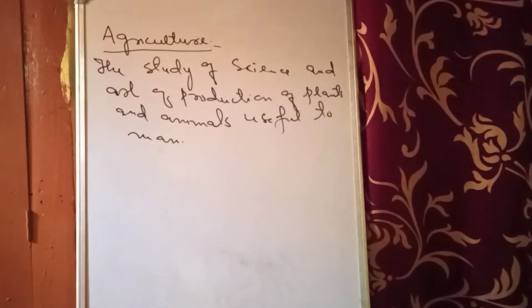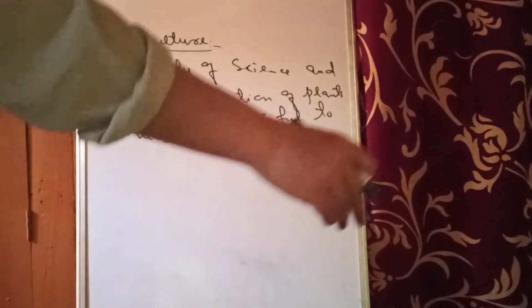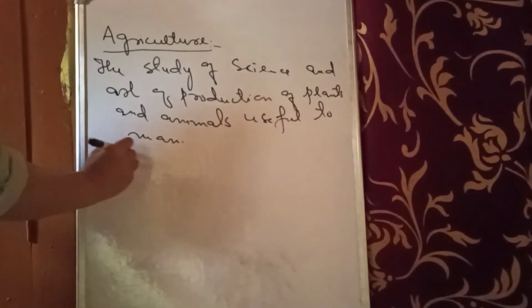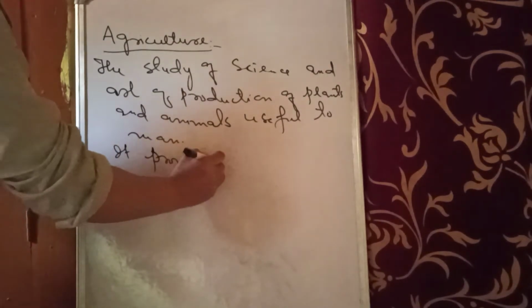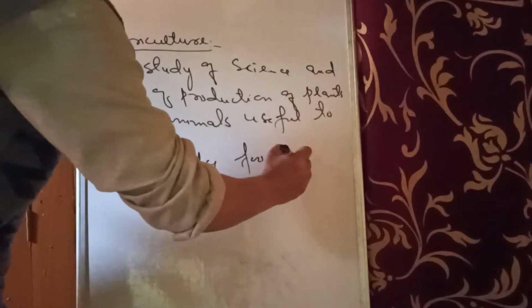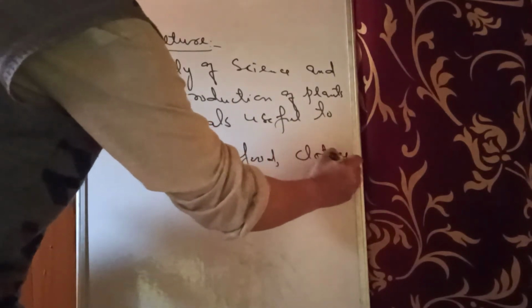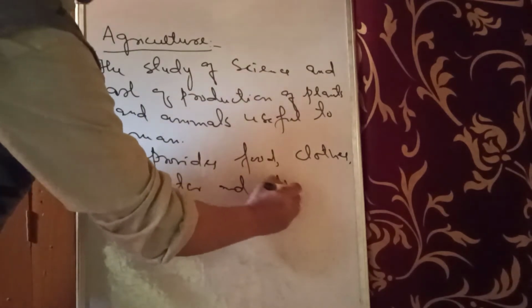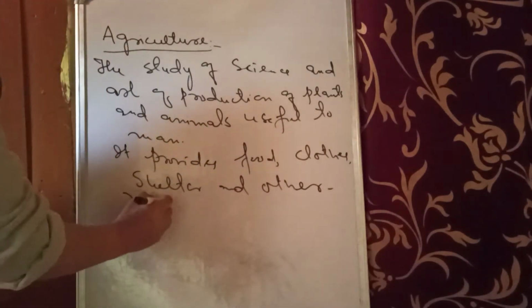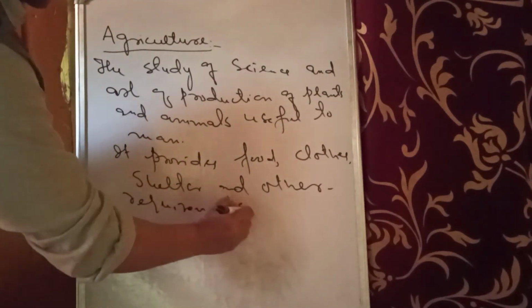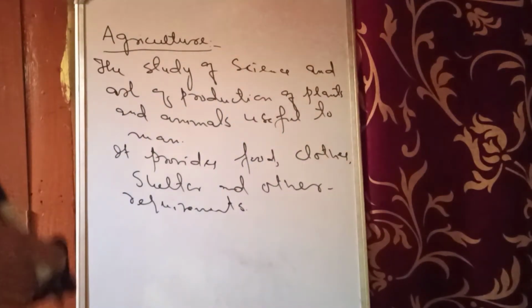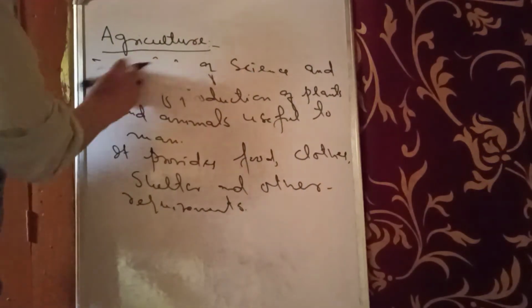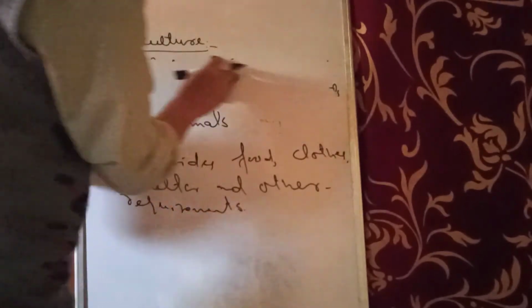You know that this practice of agriculture provides us food, clothes, shelter and other requirements. All these we get from agriculture. Food in different forms, in the form of grains, cereals, fruits, etc. So this is the term agriculture.